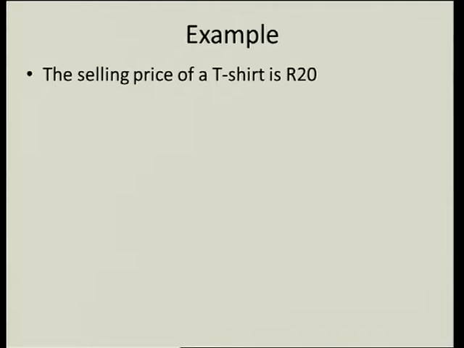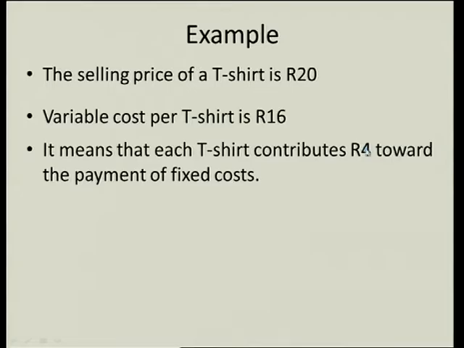Here's our example. If you watch, you'll be able to understand. The selling price of a t-shirt is 20 Rand. The variable cost of a t-shirt is 16 Rand. It means that each t-shirt contributes 4 Rand towards paying fixed costs. If total fixed cost is 240 Rand, then our break even is 60 units.